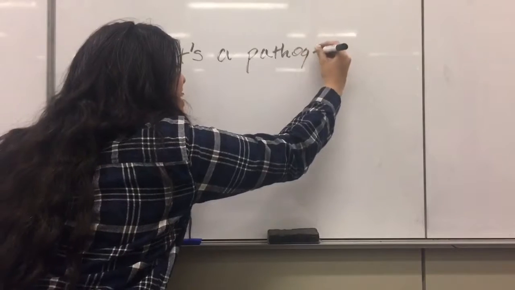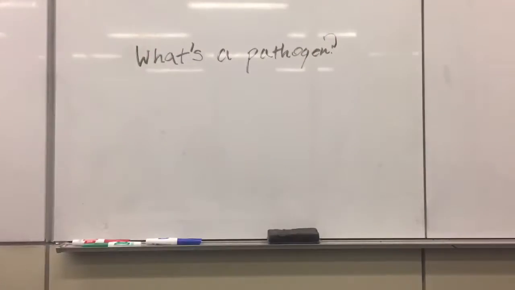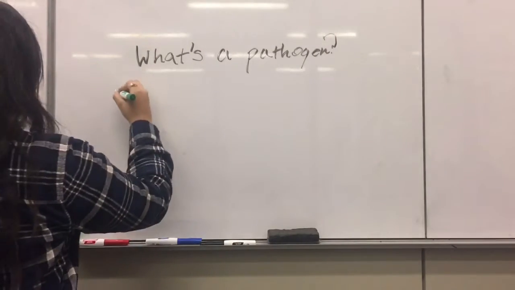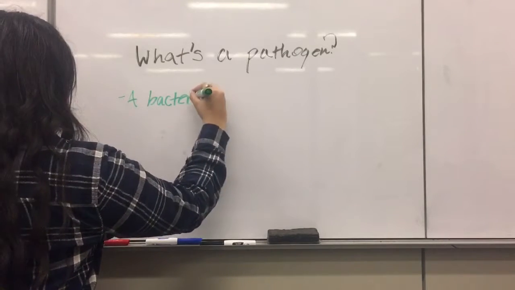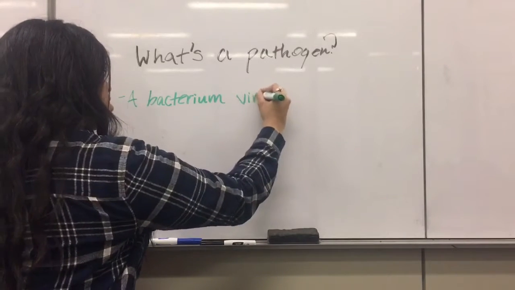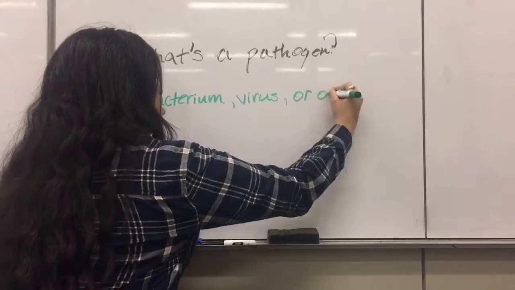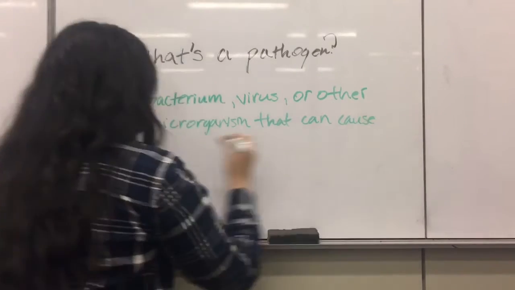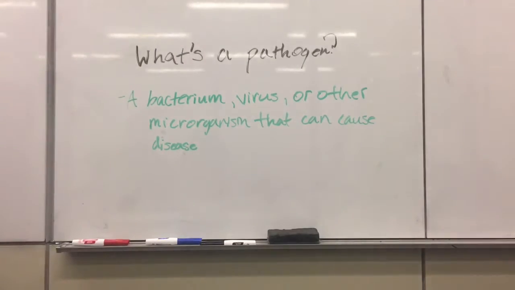Before we talk about the immune system, it is important to know what a pathogen is. A pathogen is a bacterium, virus, or other microorganism that can cause disease. In this case, it's usually the invader that the immune system fights off.